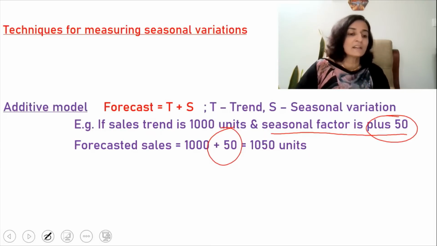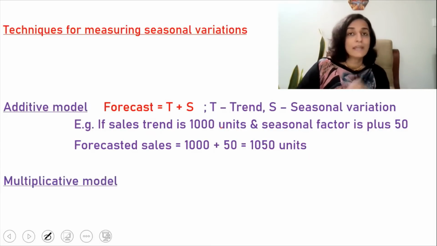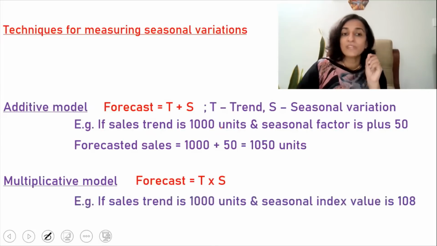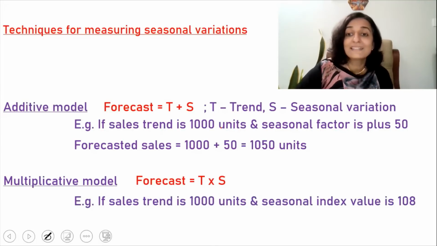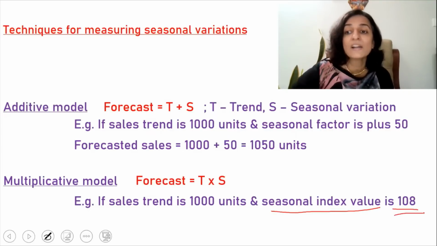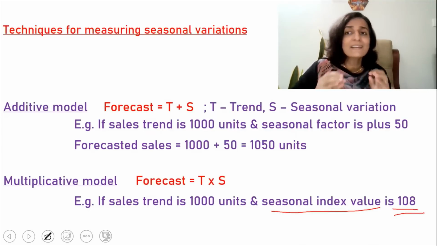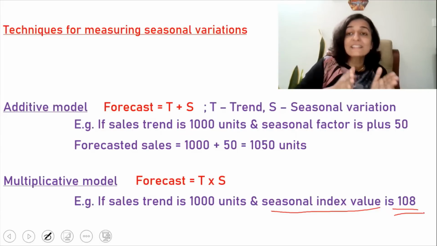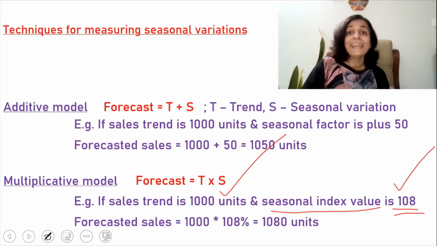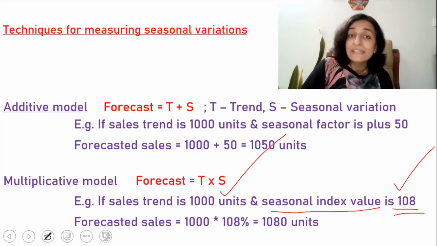Now coming to the next method, that is the multiplicative model. In this, the forecasted sales is calculated by trend multiplied by seasonal fluctuations. Example, if the sales trend is 1,000 units and the seasonal index value, please note the term index value. In the question, they will mention the index value is 108. Now, the meaning of 108 is simple. It just means that the seasonal fluctuation is 8%. So in this case, the forecasted sales will be 1,000 units multiplied by 108%, or 1,080 units.